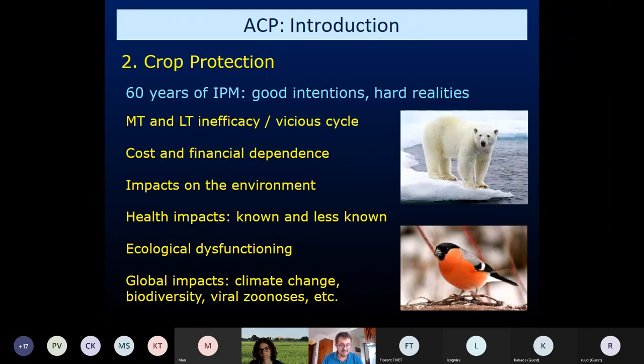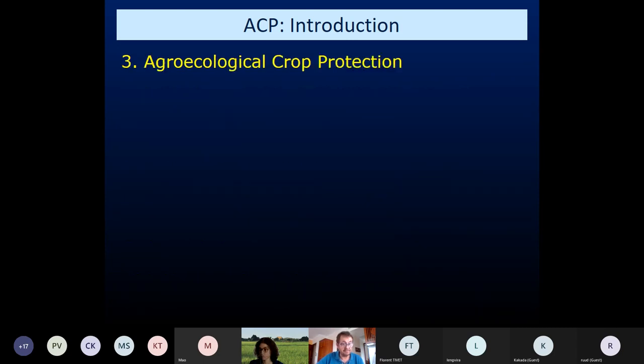Of course, because I am an agroecologist, I am sensitive to ecological dysfunctioning of ecosystems and global impact. So it's not a good assessment for IPM, and it's why I consider it urgent to change the way, that is, for crop protection. Maybe we can stop and have some questions on that if you want. After, I will start to talk about agroecological crop protection.